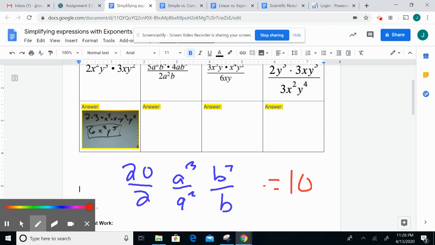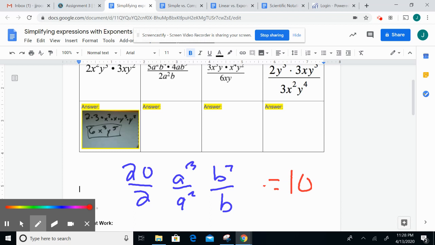20 divided by 2 is 10. A to the third over a squared. There are more a's on the top, so there's 2 in each, so you can cancel 2. Or think about it this way: it's division. Subtract the exponents. 3 minus 2 is 1. So how many a's are there?